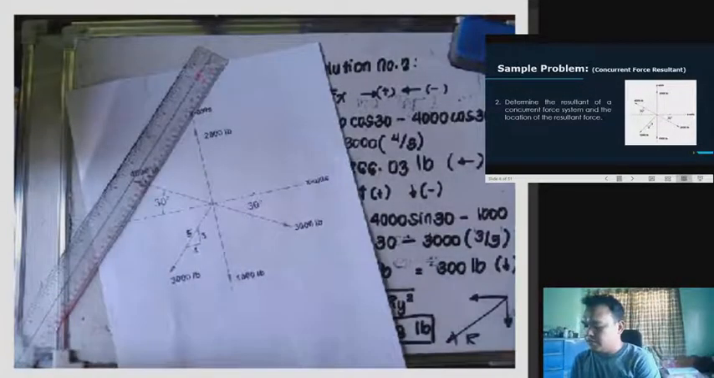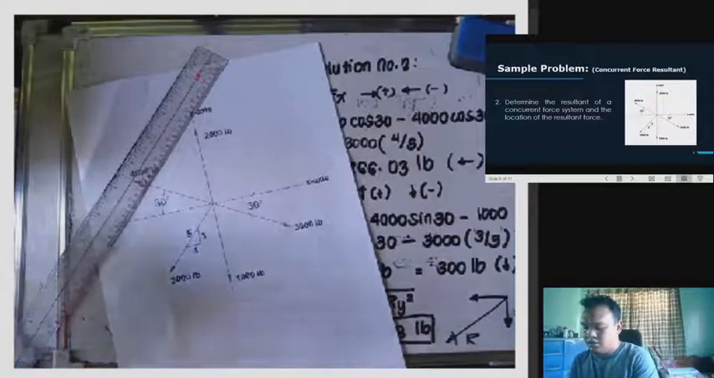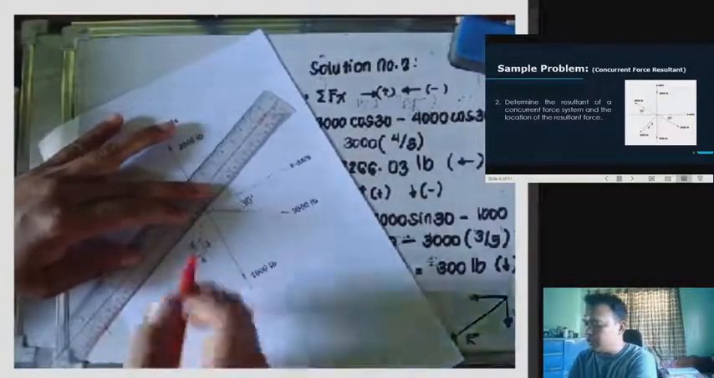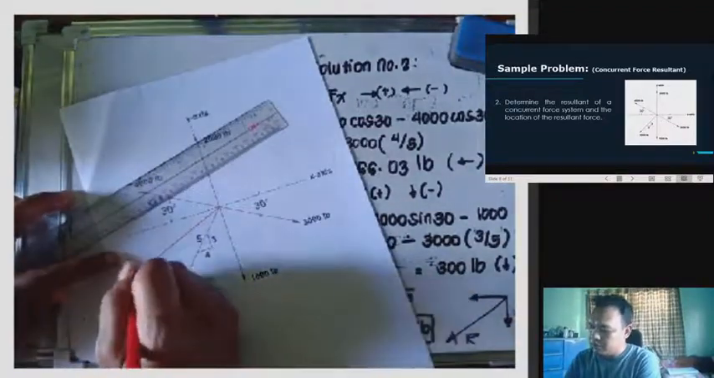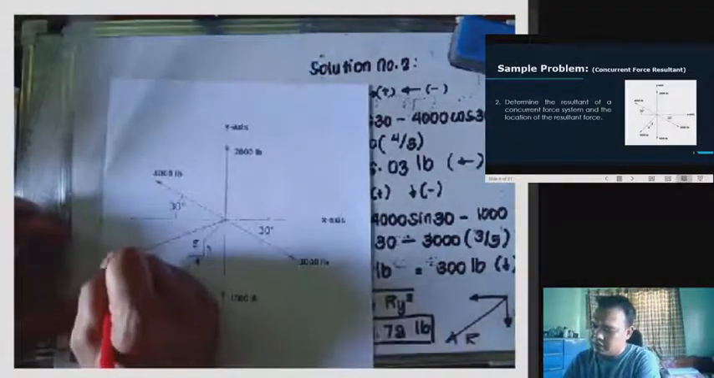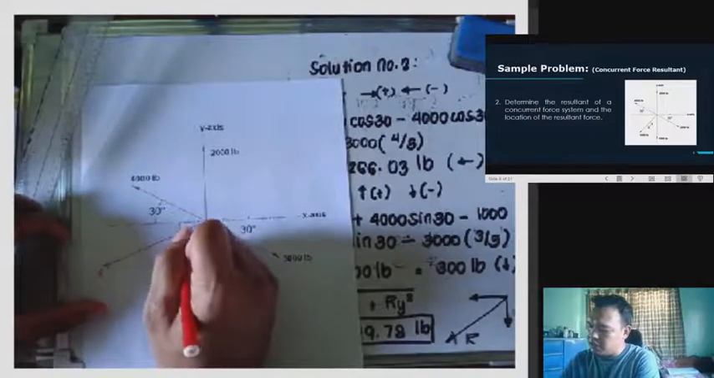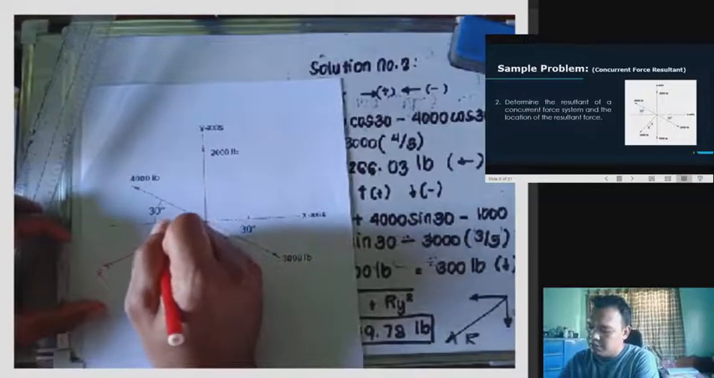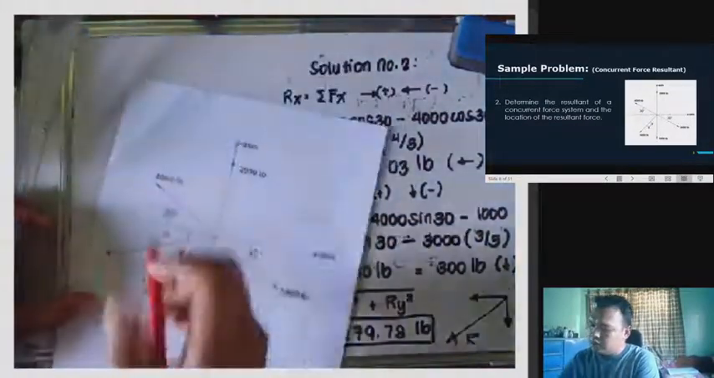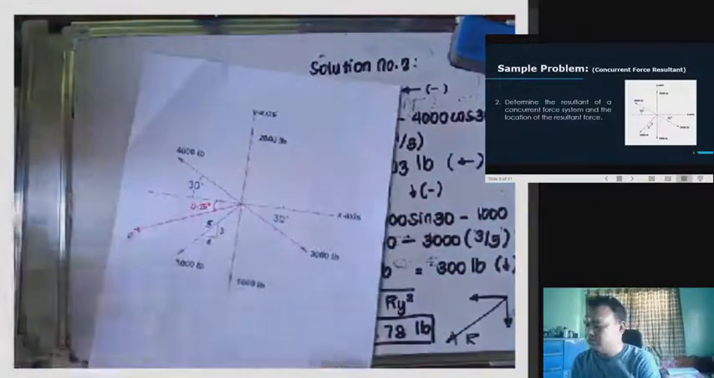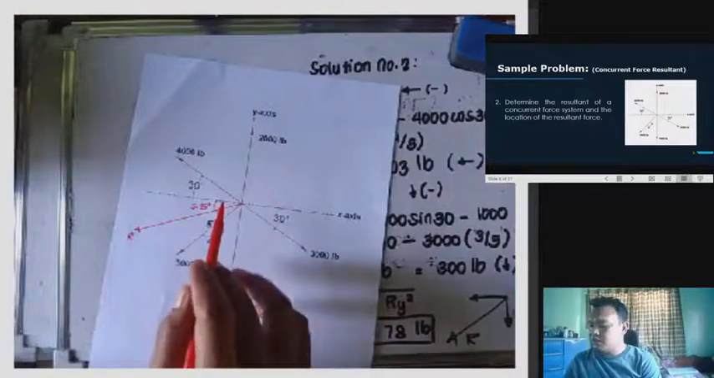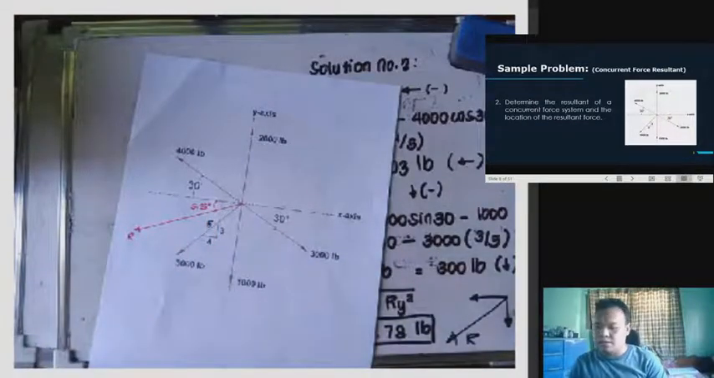Nandito. This will be our resultant. Yan po yung resultant value natin na kung saan ay may angle tayo na 5.25 degrees. No? So, hindi siya naka-protractor. Tansya ko lang yung angle. No? Okay. Next problem tayo.